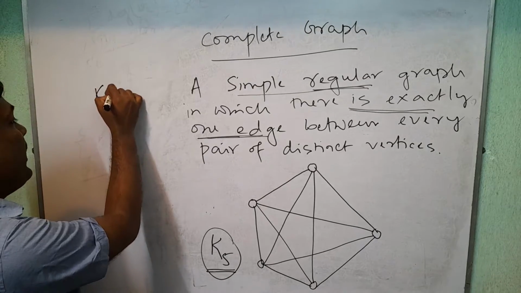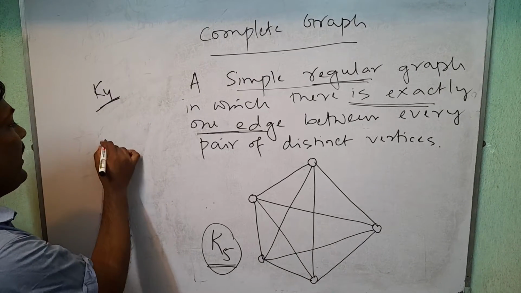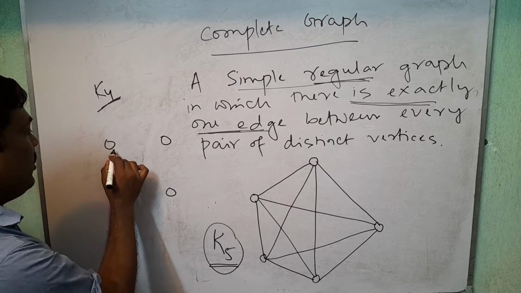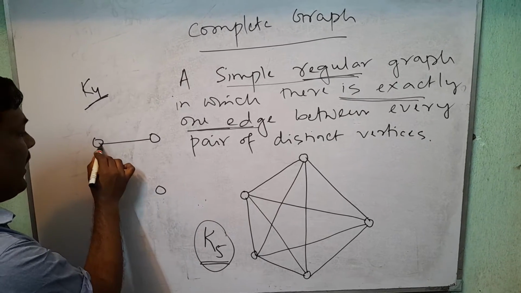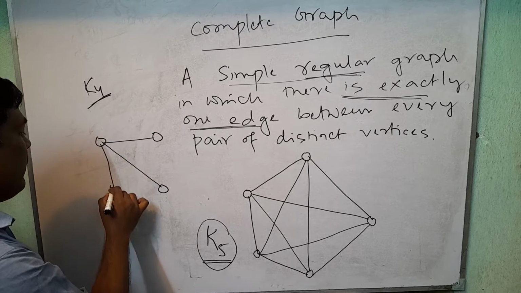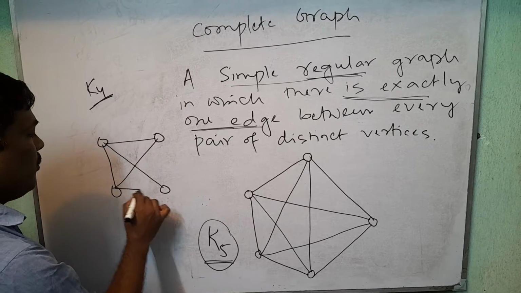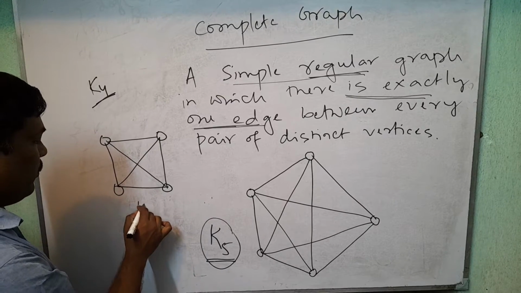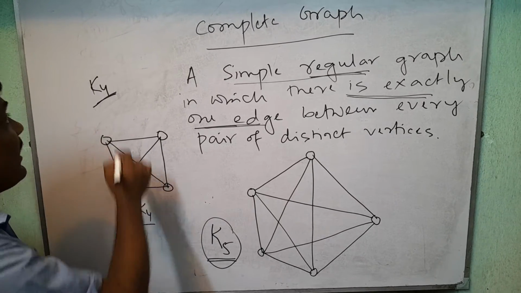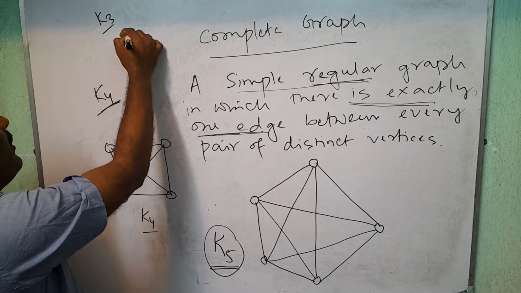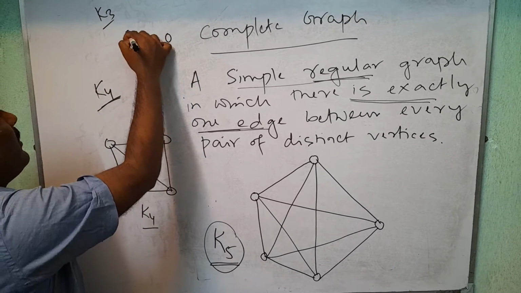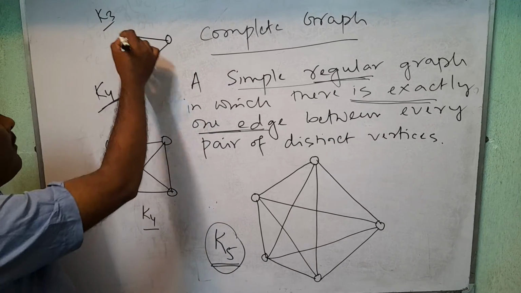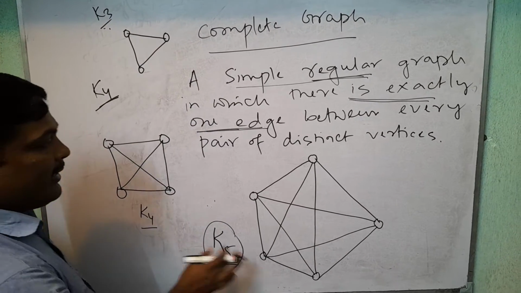Now an example of K4, a complete graph having 4 vertices. Take any 4 vertices, and between every pair of distinct vertices you will find exactly one edge. So this is K4. And K3, take any 3 vertices. So this is an example of K3, this is K4, this is K5.